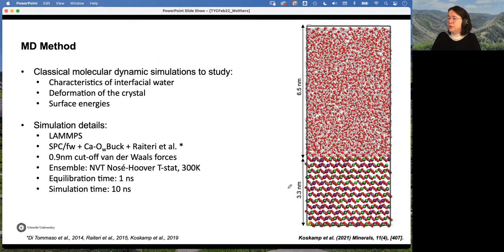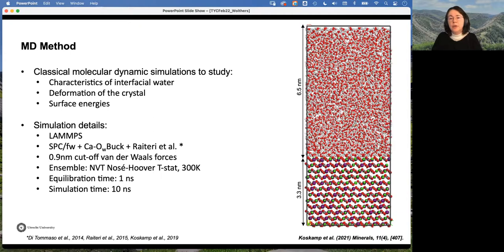And so to give those of you who want a little bit of detail on the MD methods, these are classical molecular dynamic simulations where we wanted to characterize the interfacial water. We looked at the deformation within the crystals and the surface energies and the extraction free energies. The simulations were performed in LAMMPS with these force fields with a 0.9 nanometer cutoff for the van der Waals and an additional tail in the van der Waals in this part of the force field. And the simulations were run for 10 nanoseconds, and you can find more details in the paper here.